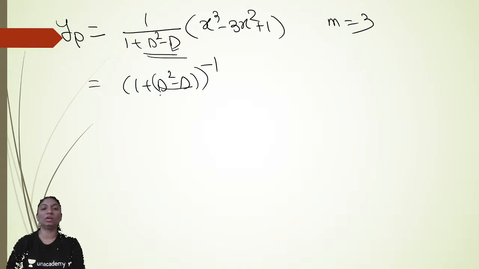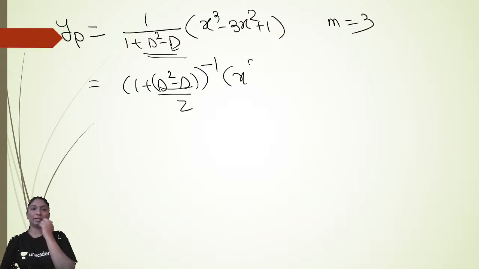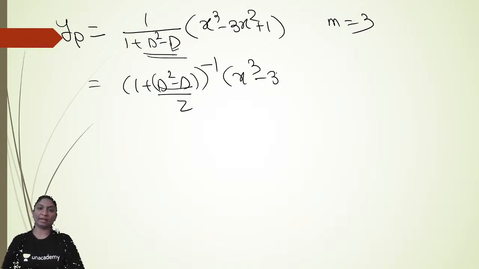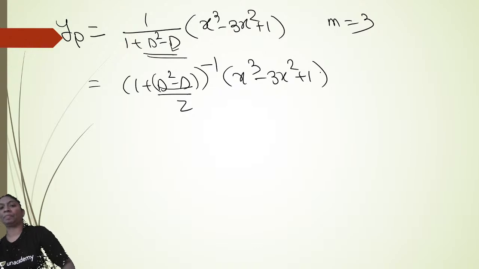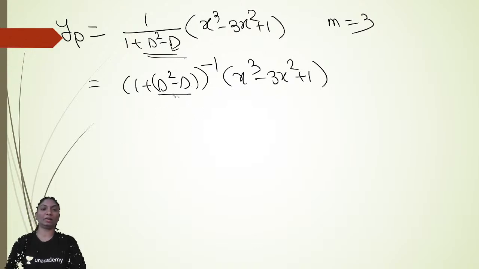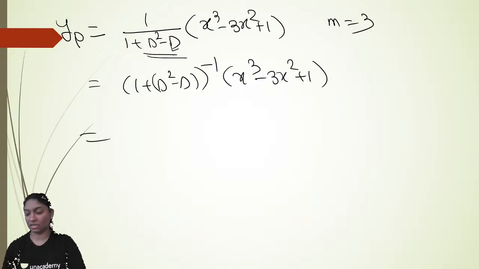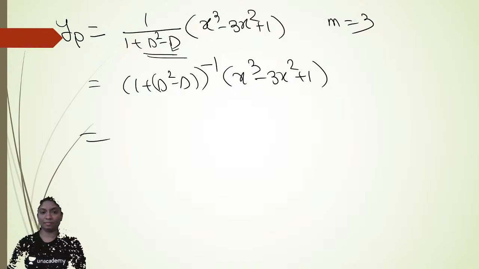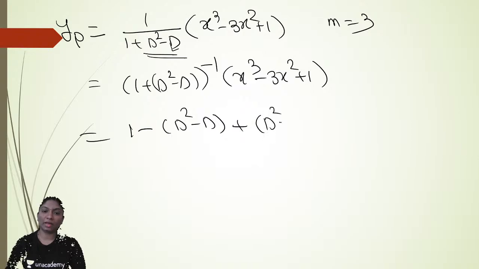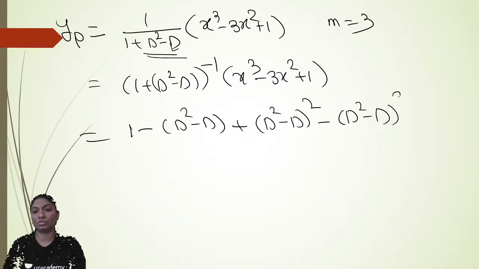Now this is your set. So again you can apply the 1 minus 1 plus z bracket raised to minus 1. Expand like this, where this becomes your z. So 1 plus z, with d square minus d, raised to minus 1. Now we will expand up to the highest power of x, that is x raised to m. So 1 minus z plus z square minus z cube, with z equal to d square minus d.